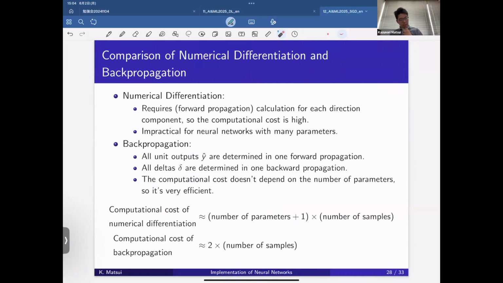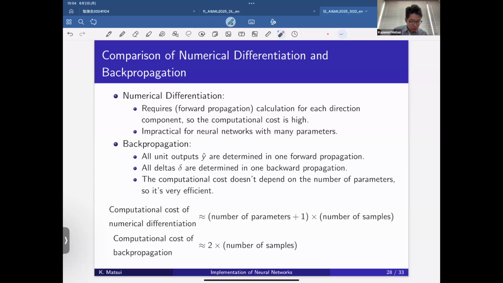On the other hand, in the backpropagation method, first, all unit outputs are determined in one forward propagation. All deltas are determined in one backward propagation. So computational cost doesn't depend on the number of parameters.